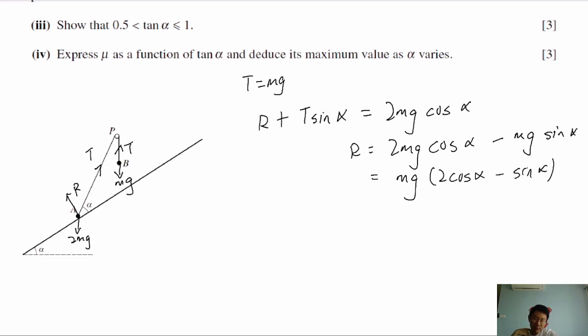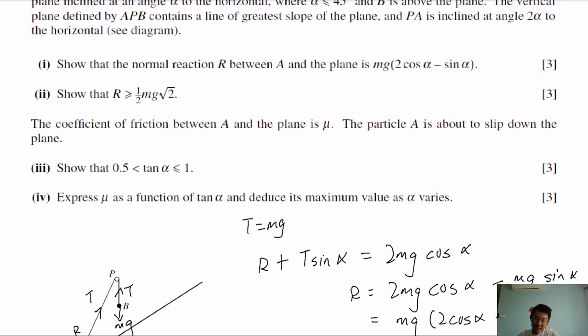For the next part, how do we actually show this? The second part is to show that R takes a certain value: R is greater than or equal to 1 over 2 mg root 2. So it means R will have a minimum value of 1 over 2 mg times root 2. To get this, we can look at the expression that we have in part 1 first. This is our R.